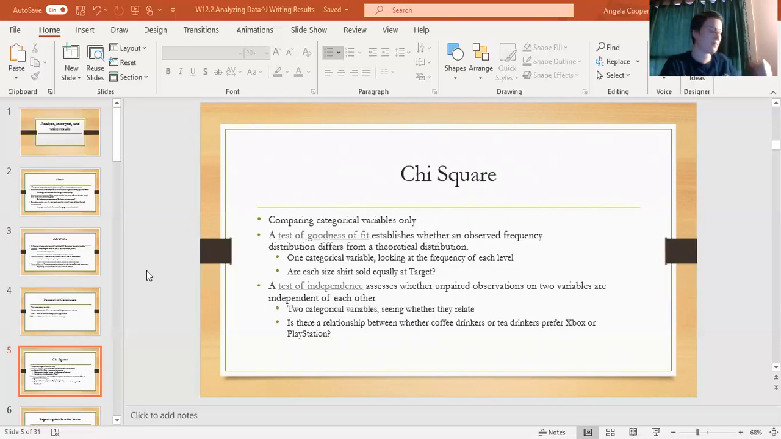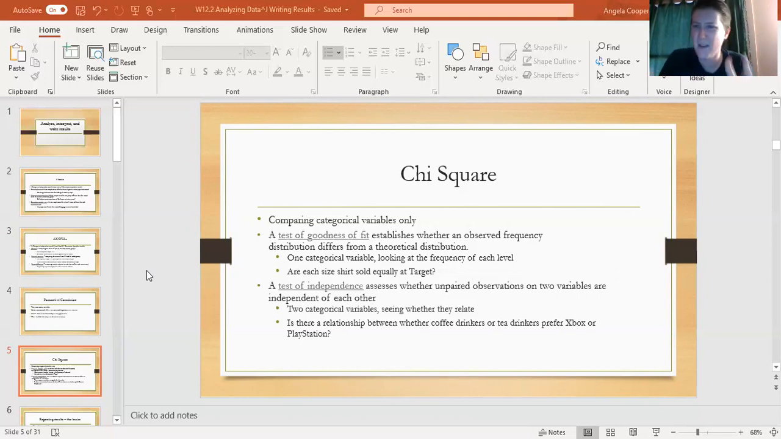Now we have chi-square. That is where we have one or two categorical variables that we're looking at. When we have one categorical variable, it's called a test of goodness of fit, a chi-square goodness of fit test. And this is just looking at an observed frequency of this categorical variable's conditions and seeing if it differs from a theoretical distribution.